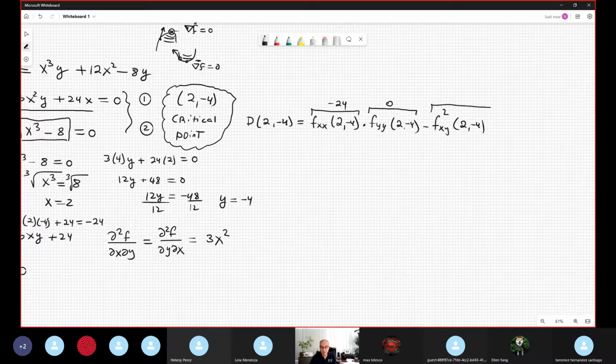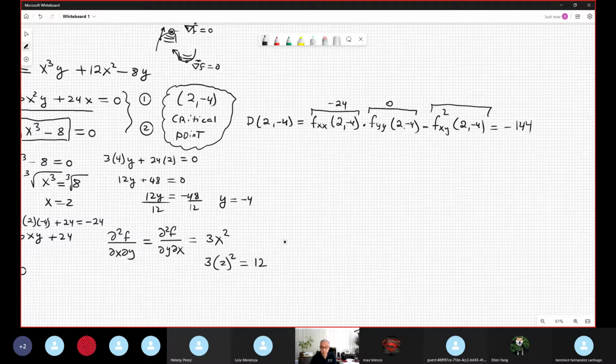And that part is, let me try, it's easy. Because it's 3x squared, it's 3 times 2 squared times 4, which is 12, no? It's 12. And 12 squared is 144. And don't forget that negative. So the answer here is negative 144.